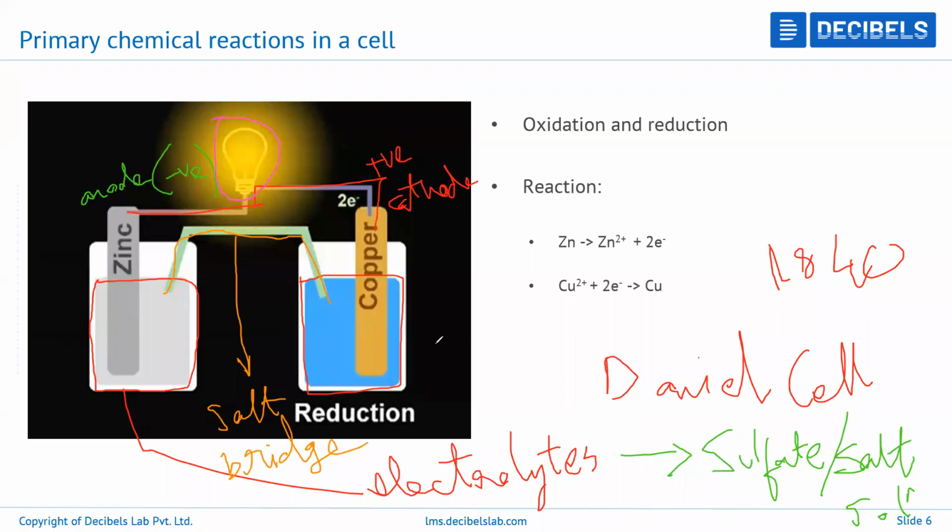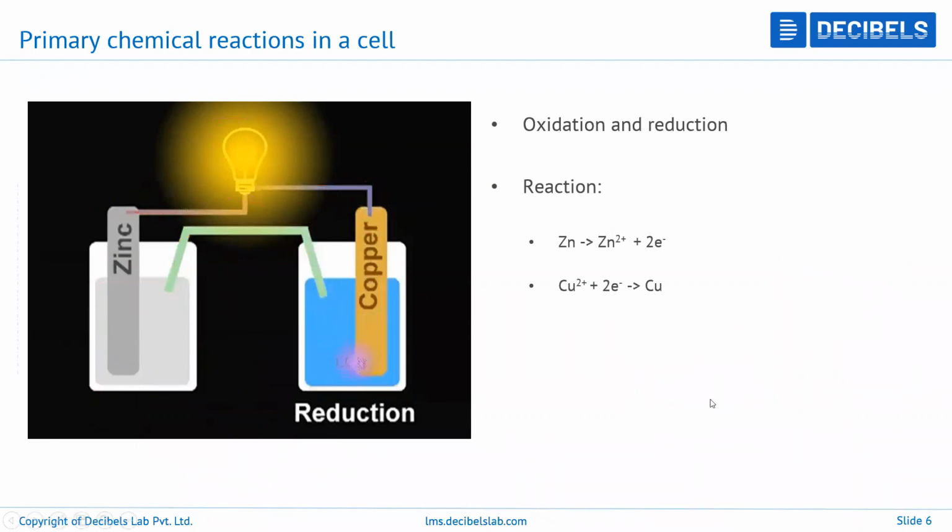Okay, so this salt bridge is basically just a chemically neutral and chemically inert component of this cell, which only allows the ions to travel from zinc to copper and copper to zinc. So this is just a connecting equipment. It does not play any part in the reaction. Okay, so you can just see how exactly this particular cell works.